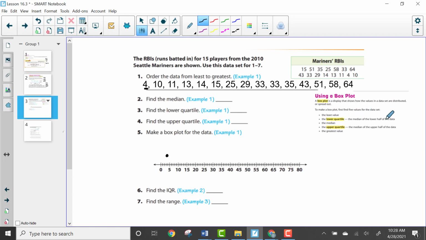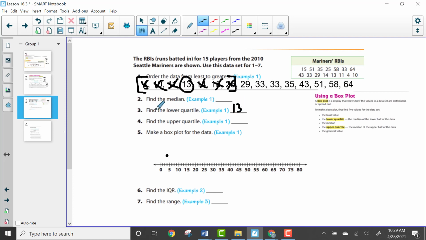Now it says the lower quartile. The lower quartile is the median of the lower half of the data within my set. Now, since I have 15 numbers, what I will not include is the median. So I'm going to take my first 7 numbers, 1, 2, 3, 4, 5, 6, 7, and then for my upper quartile, I'm going to take my top 7 numbers, 1, 2, 3, 4, 5, 6, 7, and I will leave my median out. So I'm going to find the median of these first 7 numbers, which is 13. So that is my lower quartile.